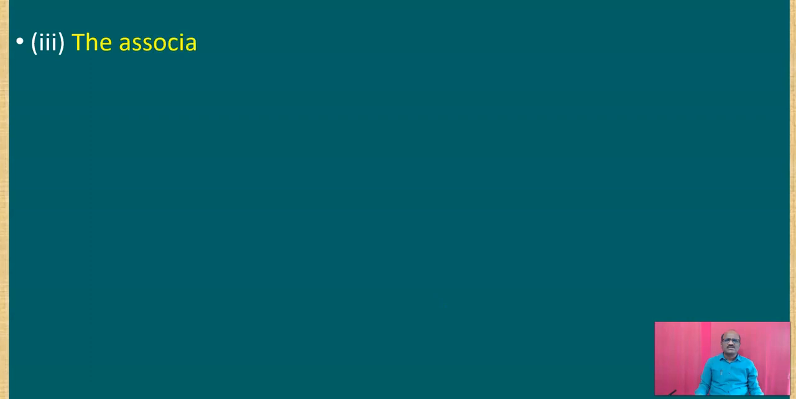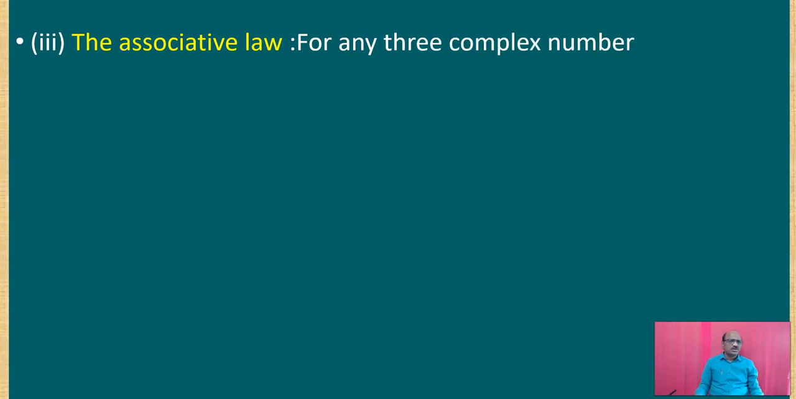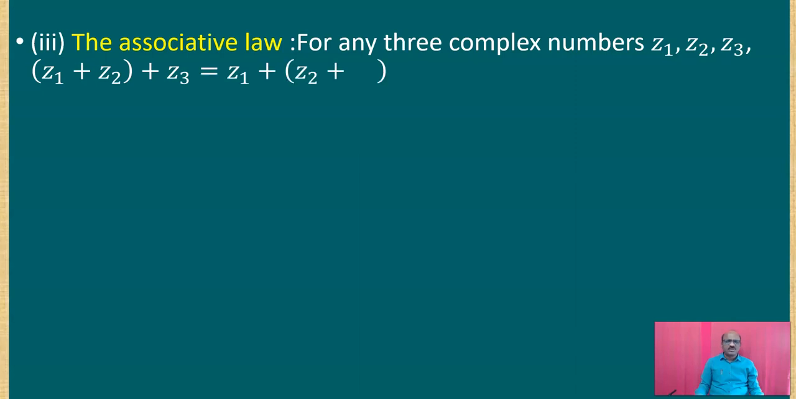Third one, the associative law. For any three complex numbers z1, z2, z3, (z1 + z2) + z3 is equal to z1 + (z2 + z3). This is the associative law.